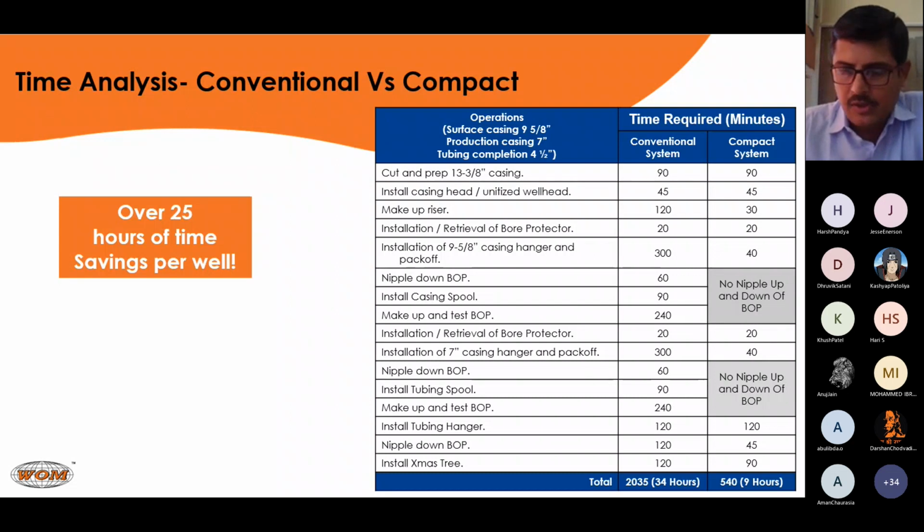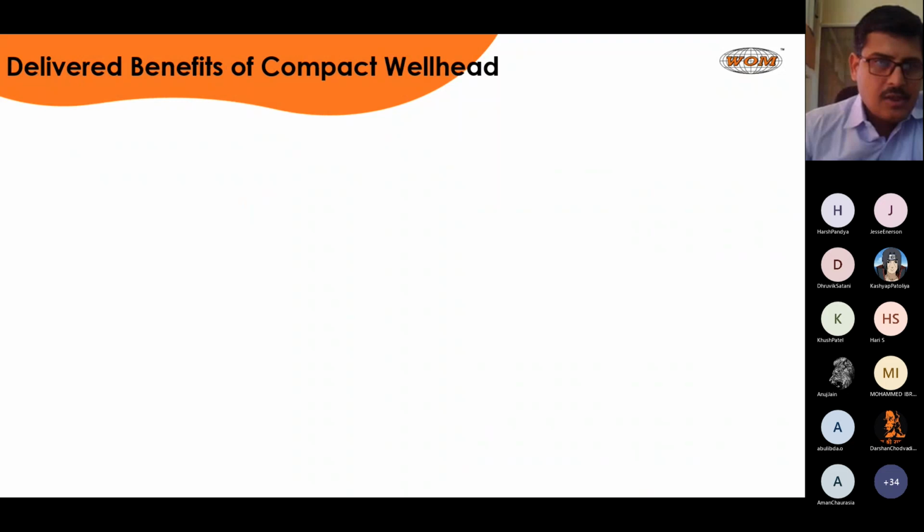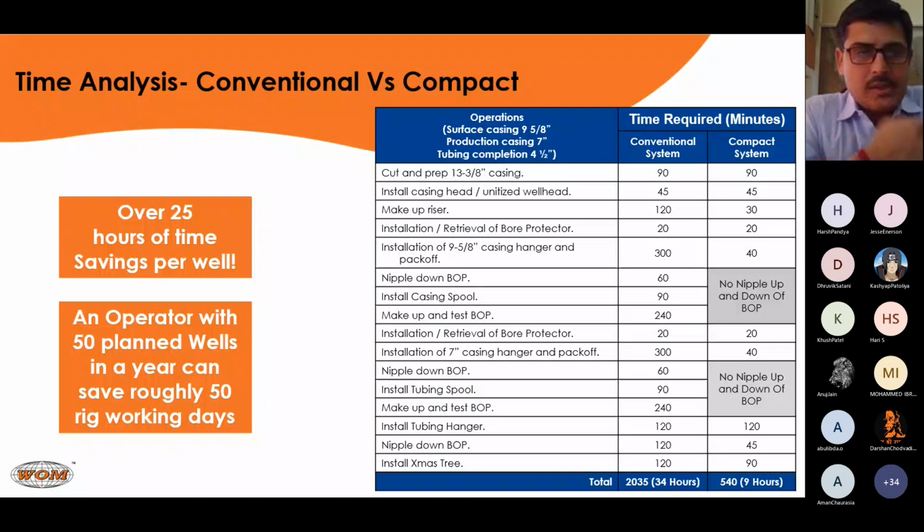How does it save me? If an operator is drilling around 50 wells in a year, straightforward, it will save him 50 rig working days. And one day we have seen costs around 50 to 60K USD. So think about the cost we are saving by just shifting to the compact system, apart from the safety which we are getting out of it. It is a huge, huge saving for the operator.